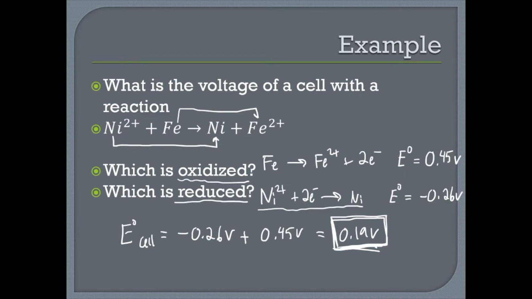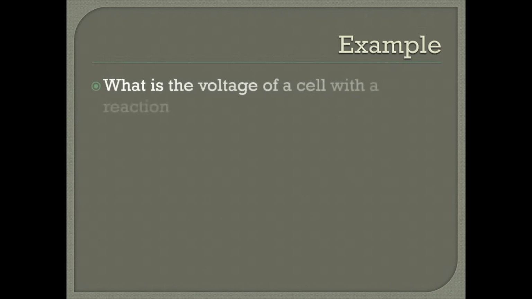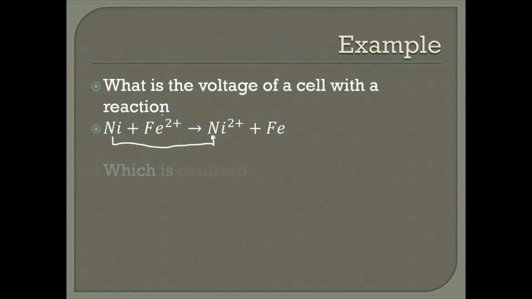Now let's suppose we change the cell ever so slightly. So here we will have a cell that looks very similar to the previous one, but it's not quite the same. As you can see, instead of nickel ions, in this reaction we're going to have solid nickel reacting with iron ions to produce nickel ions and solid iron. So now the roles are kind of reversed.